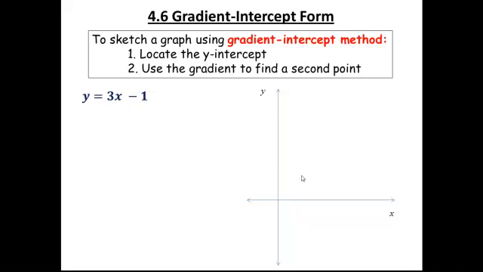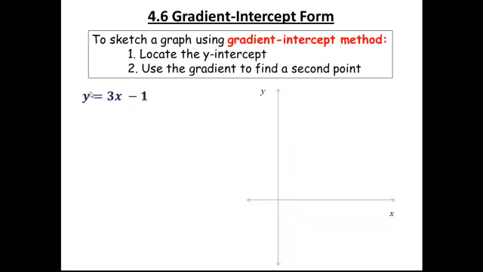Okay, in today's video we're going to learn how to sketch a graph, and this time we're going to use the gradient intercept form. There are two steps that you need to do. The first is to locate the y-intercept, and the second is to use the gradient to find a second point. Okay, let's look at our first example.